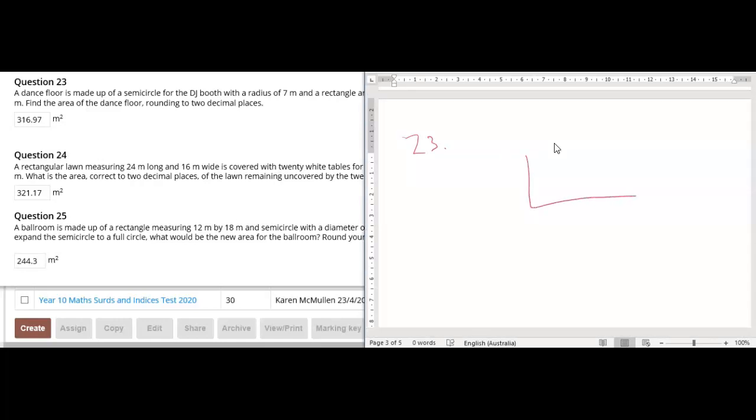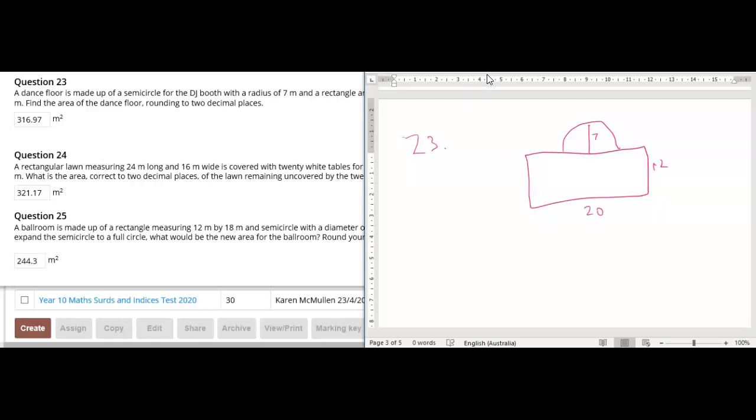So there's our rectangle, which is 12 by 20. Now, it doesn't really matter where you draw your DJ booth. I'm just going to put it up here because it kind of makes sense that the DJ is in the middle and all you cool cats are dancing here. So the radius of this is 7.